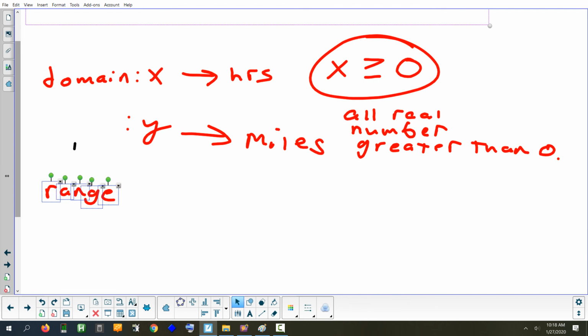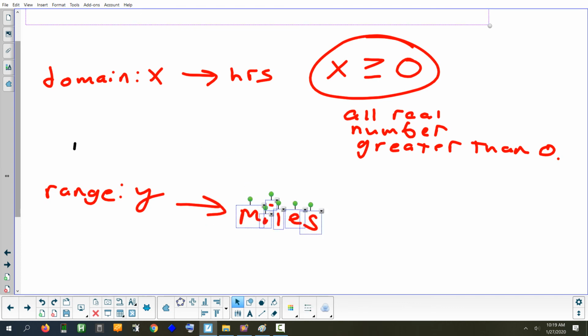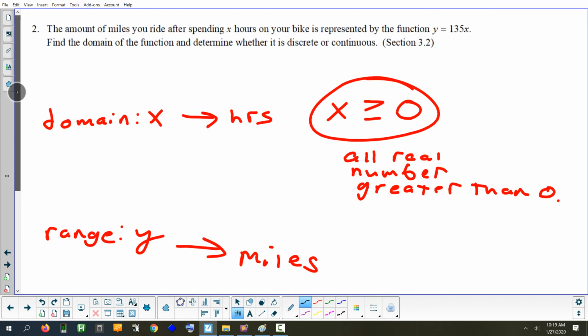All right, so we got that. Let's move that out of the way. And now the other thing they want to know, is it discrete or continuous? Discrete means it's only certain numbers. It skips. Okay, discrete skips. Continuous means you don't skip anything. Think about if you continuously listened to a song from the beginning to the end. Continuous means you didn't skip any part of the song. You listened to the whole thing.